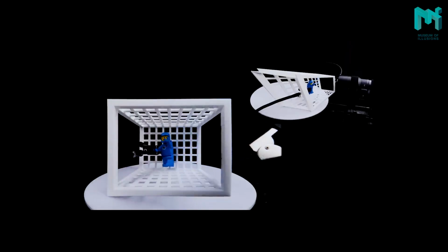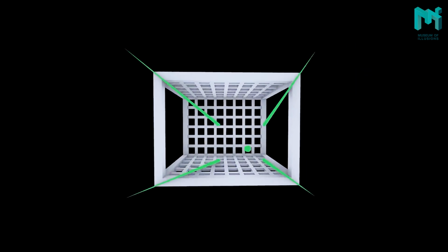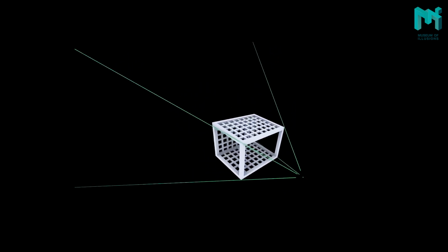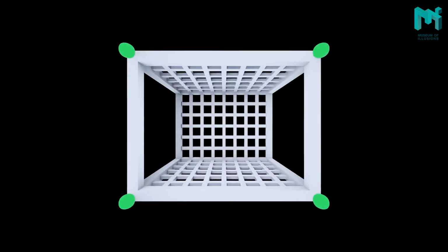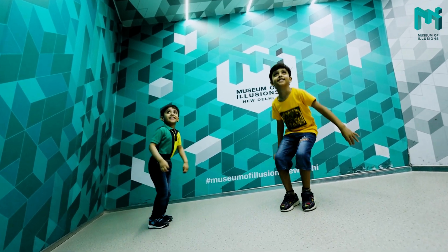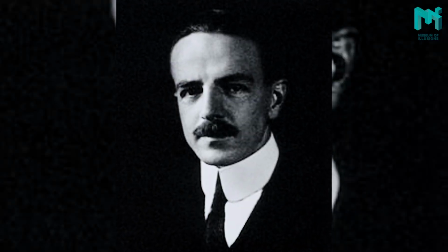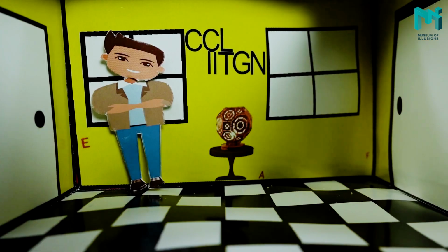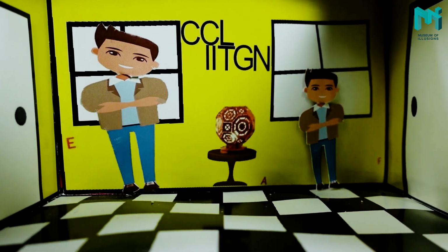This effect happens because our brains rely on visual cues to judge size and distance. In the Ames Room, those cues are manipulated, tricking our brains into seeing people as growing or shrinking. This amazing illusion was created by American ophthalmologist Adelbert Ames Jr. in 1946. He designed the room to show how our perception of reality can be easily fooled.